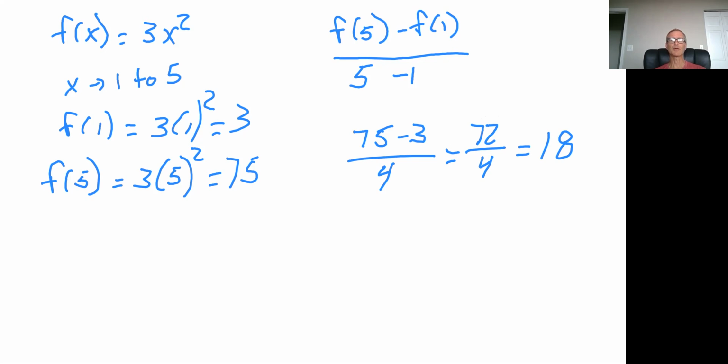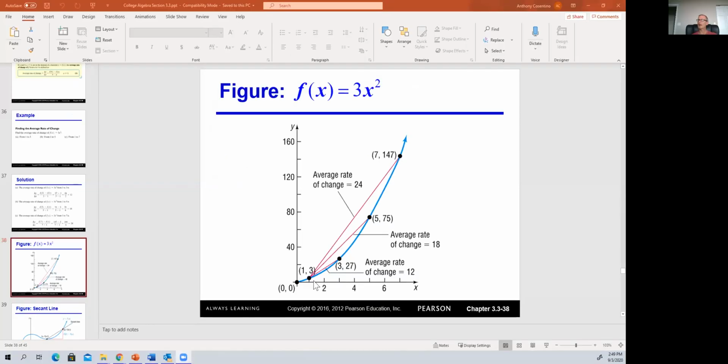And again, looking at the graph, you have from 1 to 5 here, you see it's 75 to 3. The second red line connects it, right? Nice straight red line. And if you want to know what the slope of that red line is, it's 18. And that's what we're calculating for the average rate of change. So let's do the last one. And that one would be 7.